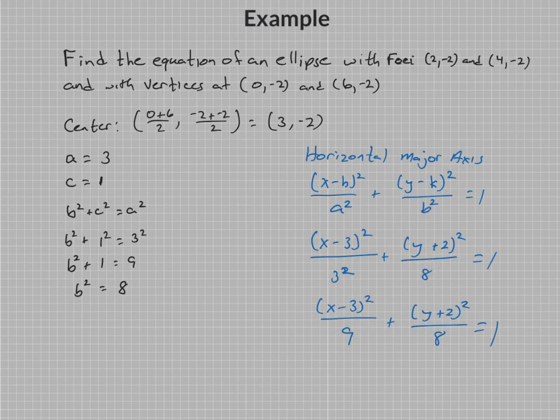And so the standard form for this equation comes out to be (x minus 3) squared over 9, plus (y plus 2) squared over 8, equals 1. This represents the equation of the ellipse described right there.